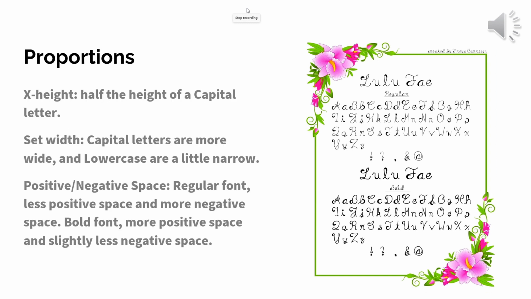I explained a little bit of my proportions in the beginning, but I'm going to get into more depth. The x-height is about half of the height of the capital letter, which with the grid is 2 blocks. The set width for capital letters is more wide and for lowercase is a little bit more narrow. The regular font has less positive space and more negative space. In the bold, it has more positive space and slightly less negative space.